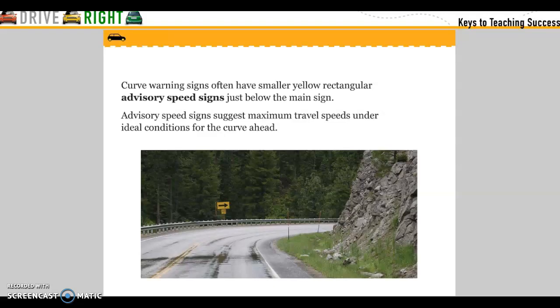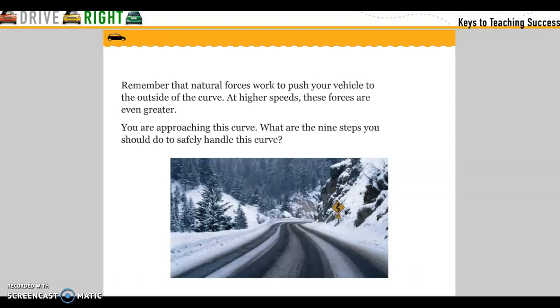Curve warning signs often have smaller yellow rectangular advisory speed signs just below the main sign. Advisory speed signs suggest maximum travel speed under ideal conditions for the curve. Remember that natural forces work to push your vehicle to the outside of the curve. At higher speeds, these forces are even greater. You are approaching this curve. What are the 9 steps you should do to safely handle the curve?